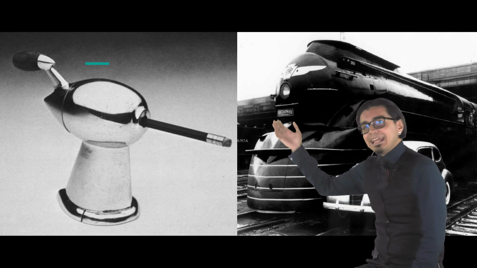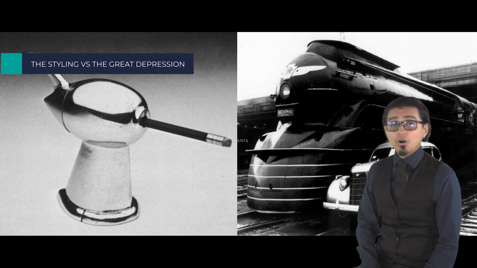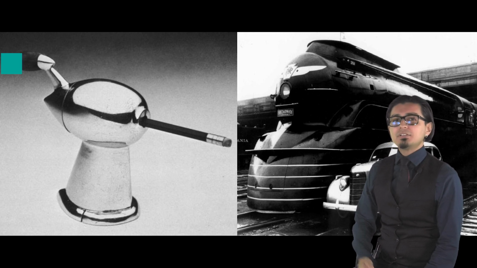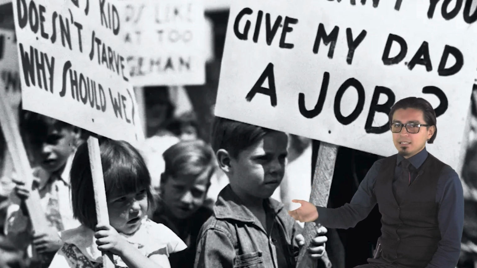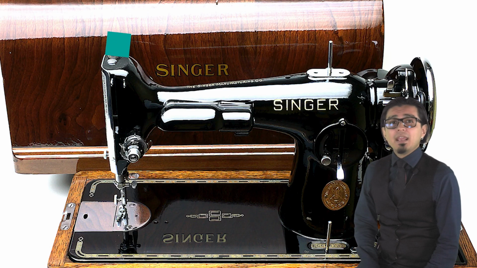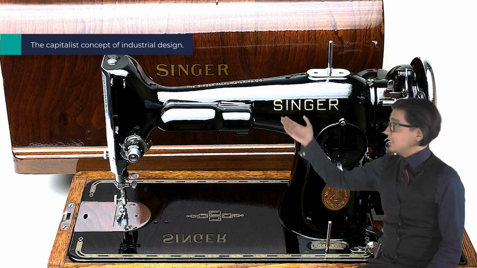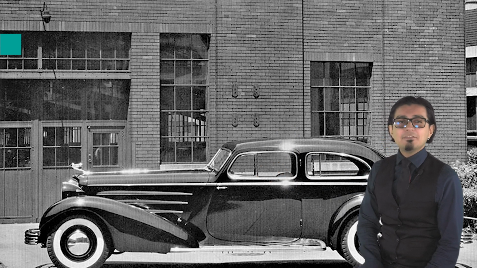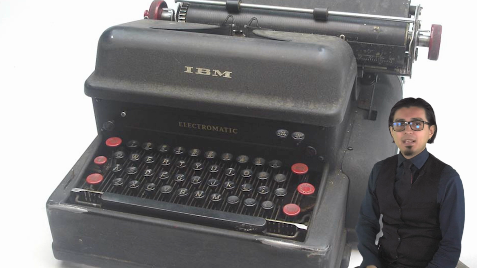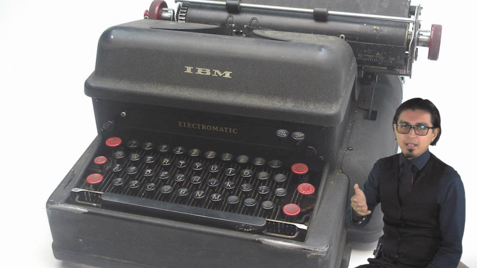Now, the next landmark is not a person, it's a design style, the styling or streamlining, used mostly to fight and eliminate an especially hard time to live in the United States, the Great Depression. This style of design is considered the capitalist concept of industrial design. Companies like Singer, General Motors, and IBM used it to reactivate the economy of the United States. It was a very striking design style and people liked it, so they bought it.